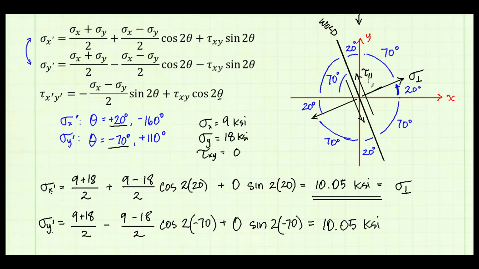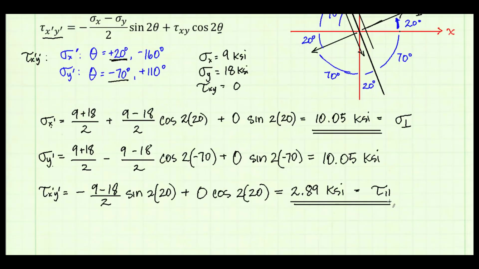For the shear stress parallel to the weld, I'm going to use the tau x prime y prime equation. For this equation, the angle theta is measured from the positive x-axis to a line perpendicular to the shear stress I'm looking for. In this case, the normal stress is perpendicular to the shear, so I'll take the angle from the x-axis to the direction of the normal stress. That's going to be 20 degrees. So the tau x prime y prime equation uses the same theta that the sigma x prime equation uses. So I'm going to use theta 20 degrees.